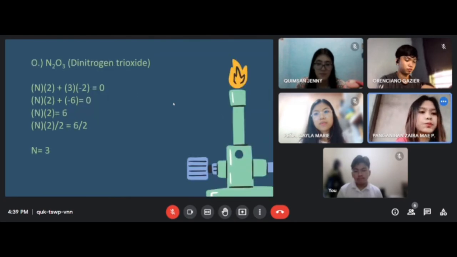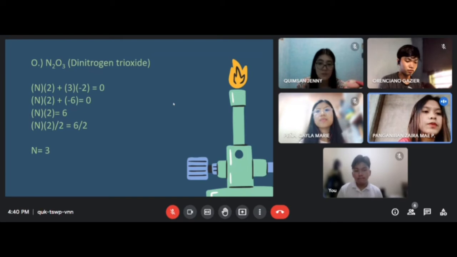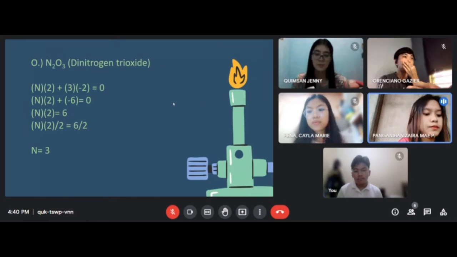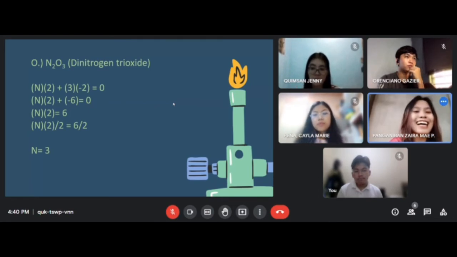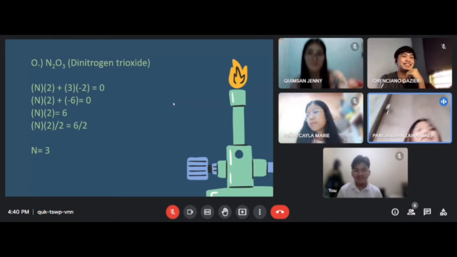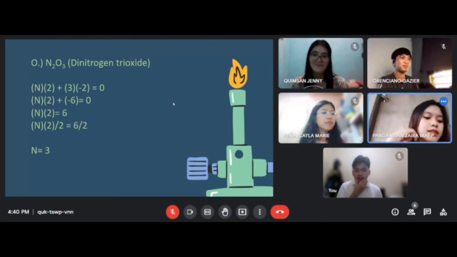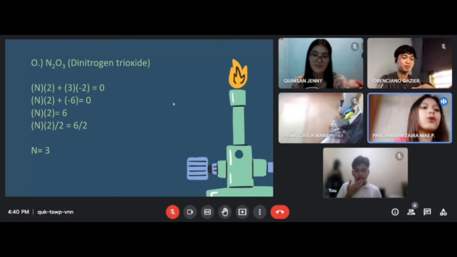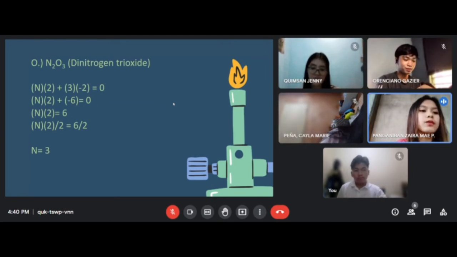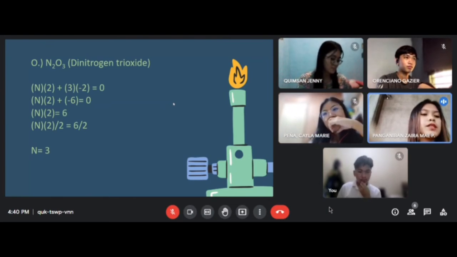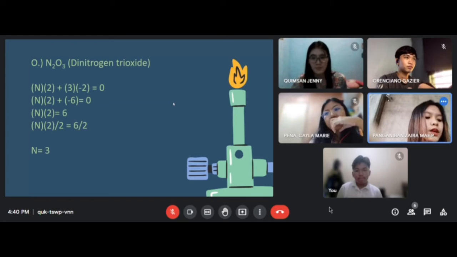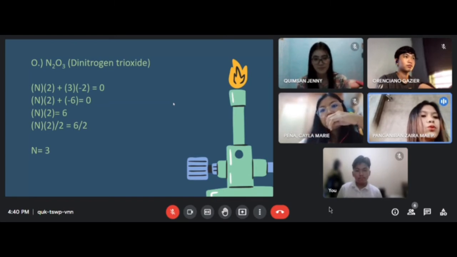Letter O, dinitrogen trioxide, N2O3. Since mas electronegative yung oxygen, then it has a charge of negative 2.